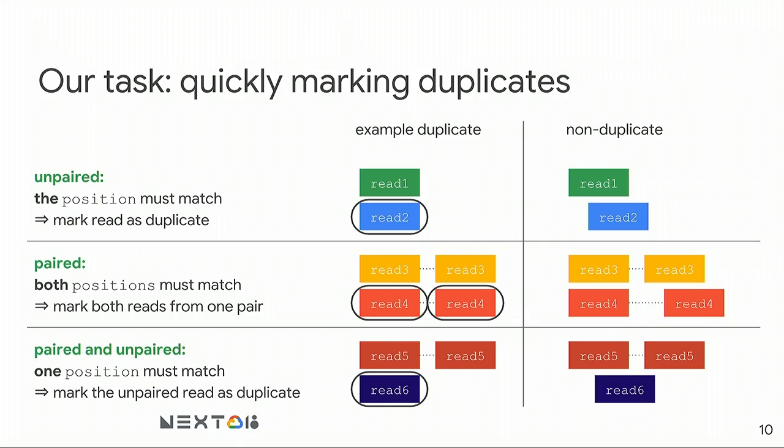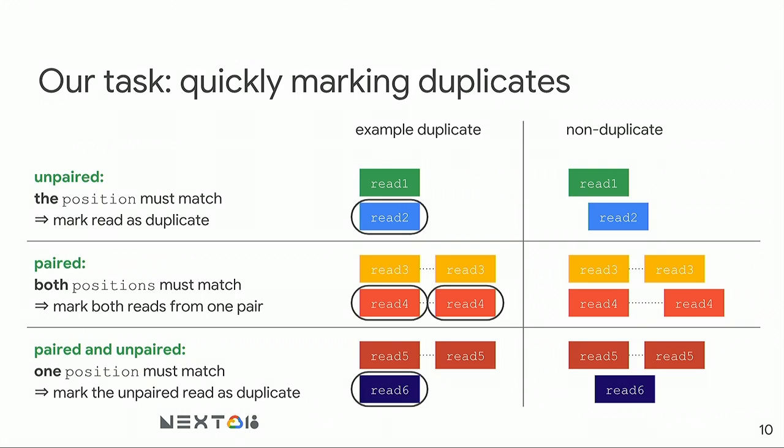I represent this in the example in the middle column. You can see the green and blue reads here. I align them to the same horizontal position. I'm using this to symbolically represent the fact that they have the same position in the genome, so their position field has the same value. So they're duplicates, and so I circle one that we're going to mark as duplicate. The column on the right shows an example of a non-duplicate. They're offset. They don't have the same position, so we don't mark them.